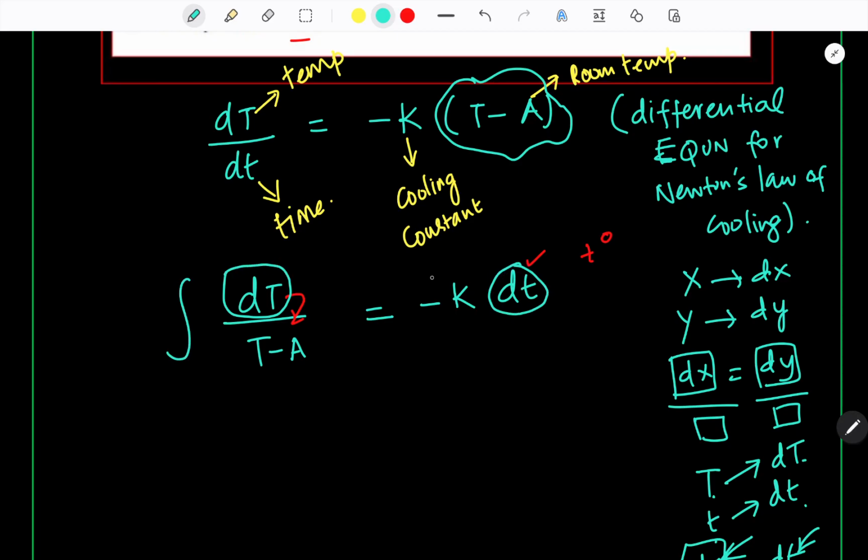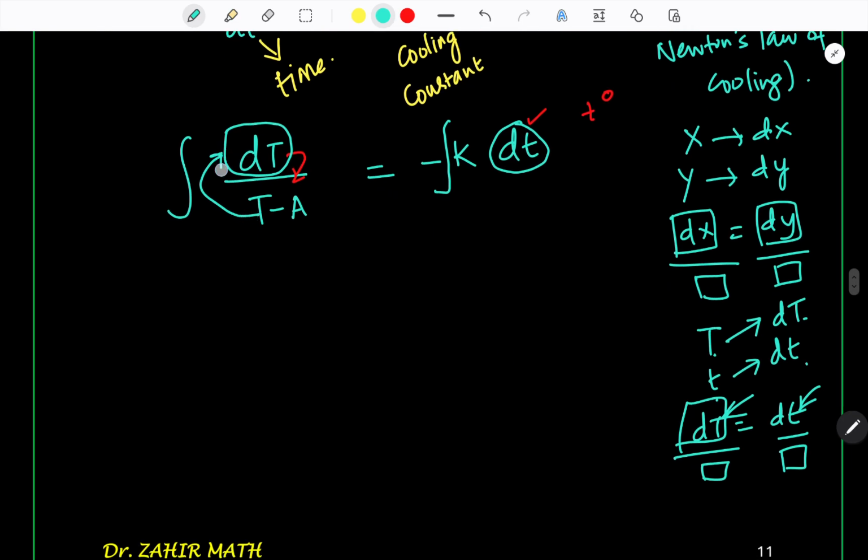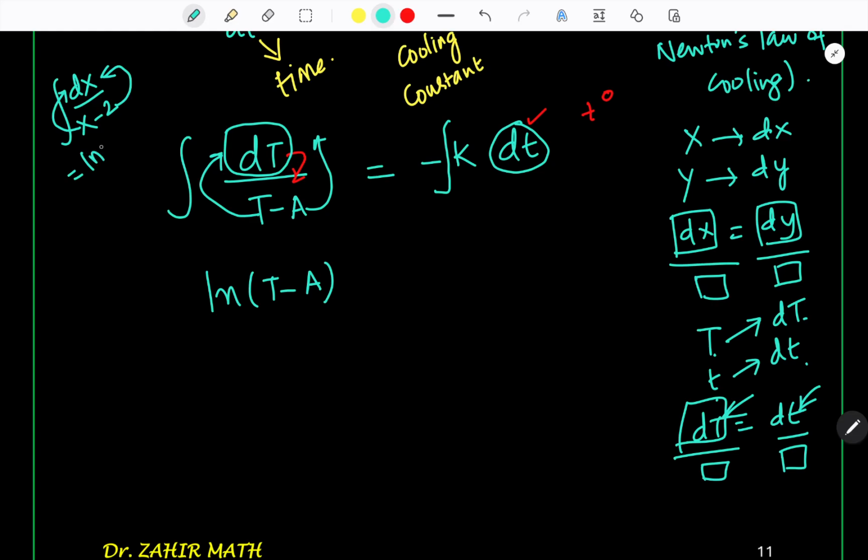Okay, let's go for integration. The derivative of T is dT and the derivative of the room temperature is 0, so I can take ln of (T minus A). How, teacher? Simple example: dx divided by (x minus 2). What is the differential of x? dx. What is the differential of 2? 0. So we take ln of (x minus 2), right? Same idea. This equals minus k, which is a constant. The integral of dt is t plus the integrating constant c.